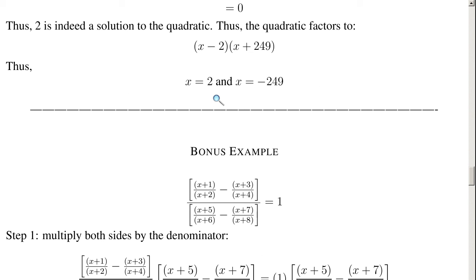So we've solved the problem and we found our solutions. X equals 2 and x equals negative 249.